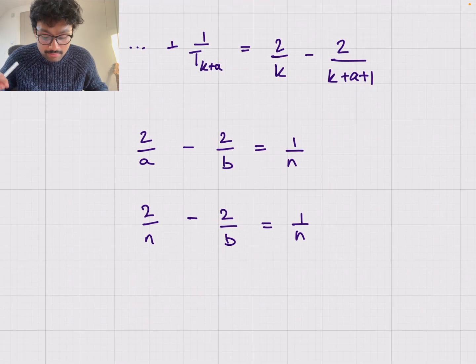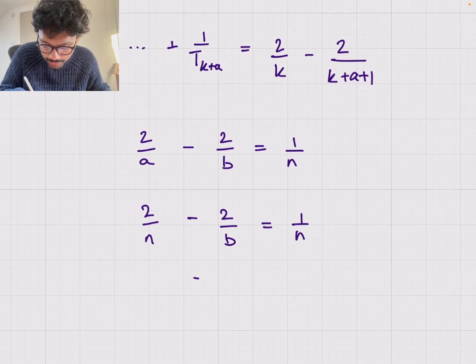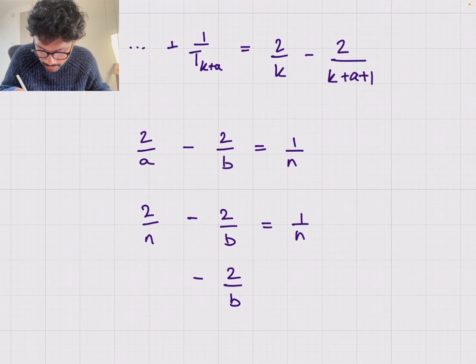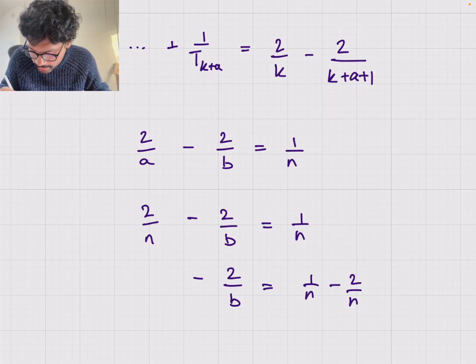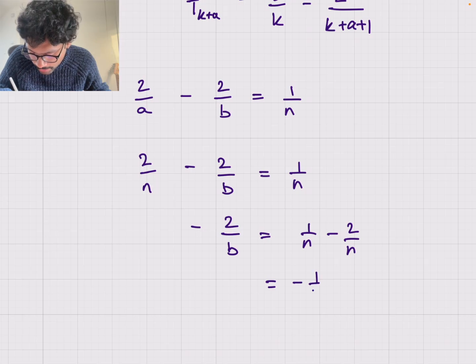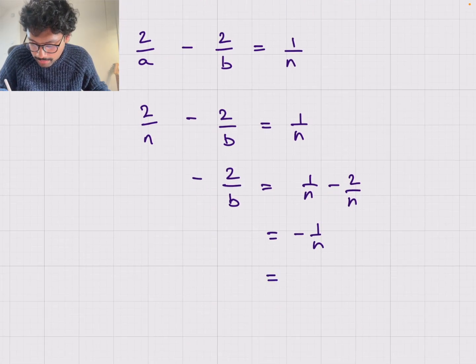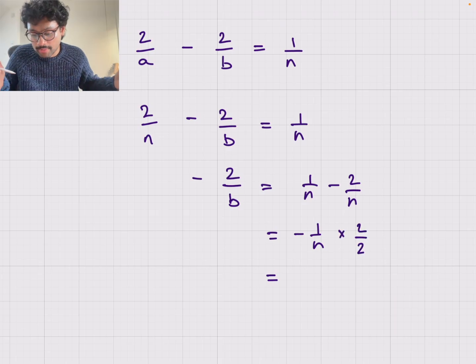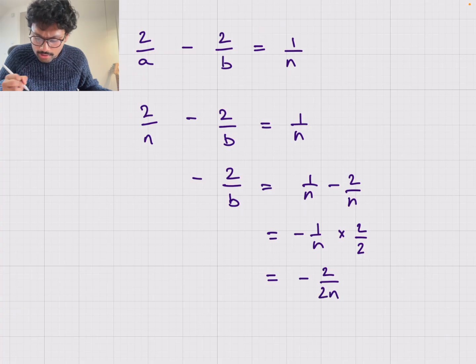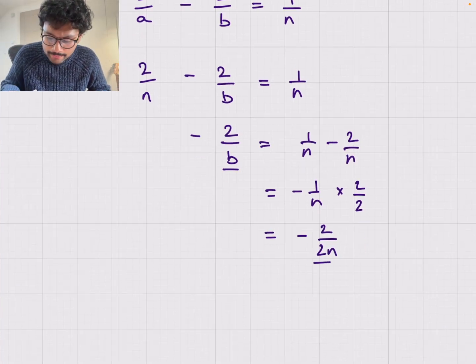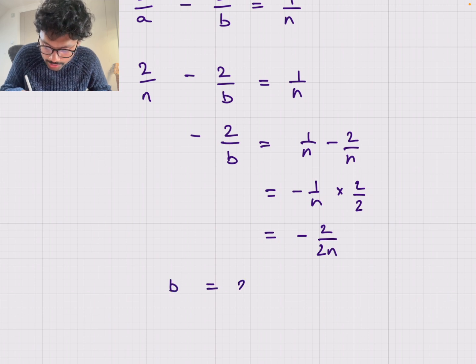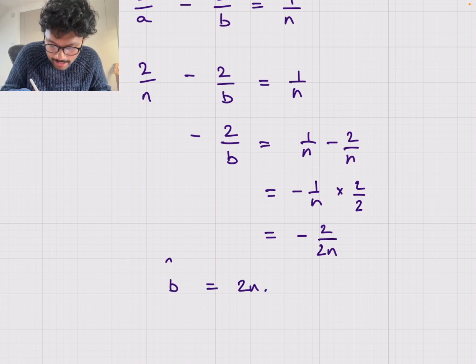Now this is extremely simple to solve. So if we just move that 2 over n to the other side, we end up with 1 over n minus 2 over n, which is of course minus 1 over n. And here we have 2 in the numerator, so why don't we just multiply the top and bottom by 2, which is the same as multiplying by 1, so that we end up with minus 2 divided by 2n. What does that tell us? Well, again, comparing denominators, we see that b equals 2n when a equals n.